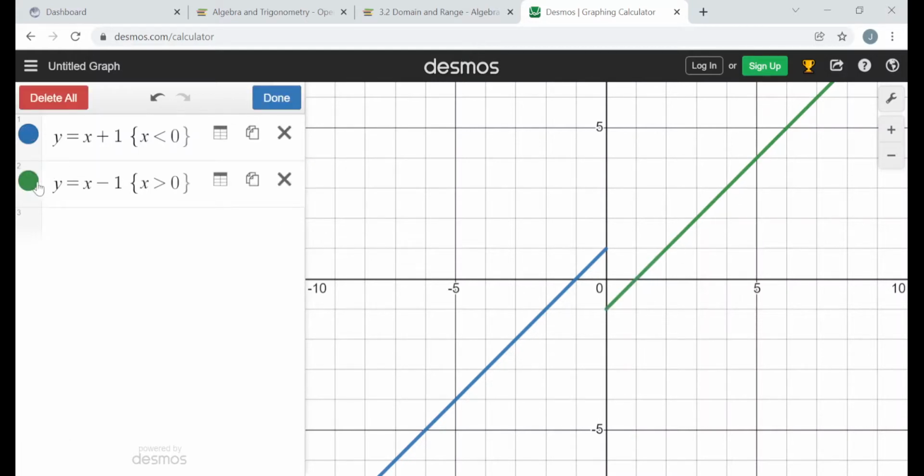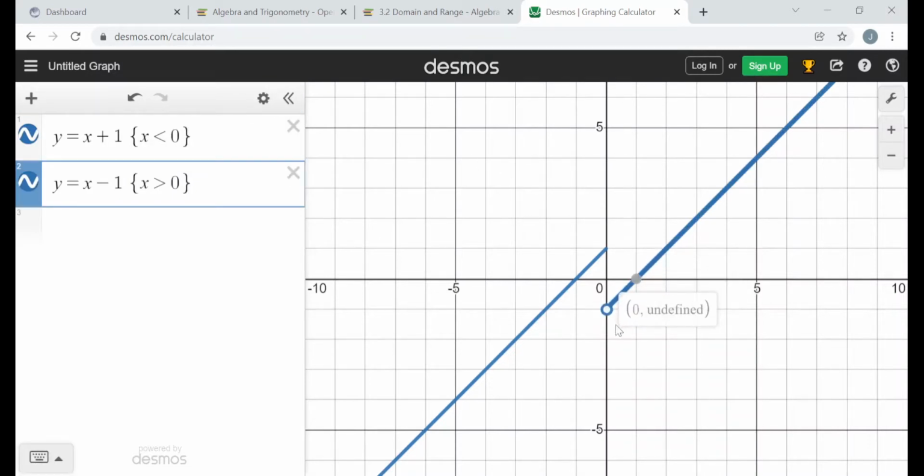Again, I'll make them the same color. And another hole. See 0 undefined at the very end here. It shouldn't be there, because the points on this piece of the graph should only have x coordinates greater than 0, not equal to 0. Wonderful. Now again, you can't tell until you actually click on it. Great.